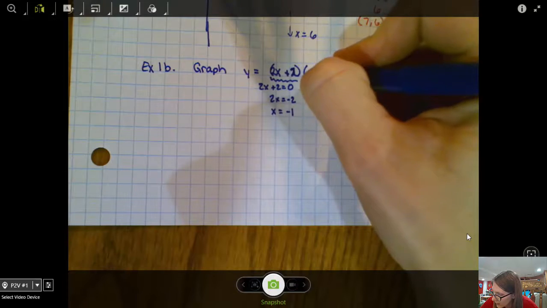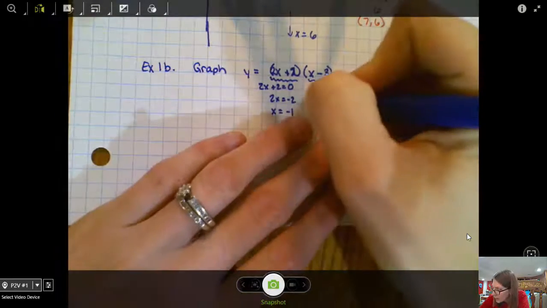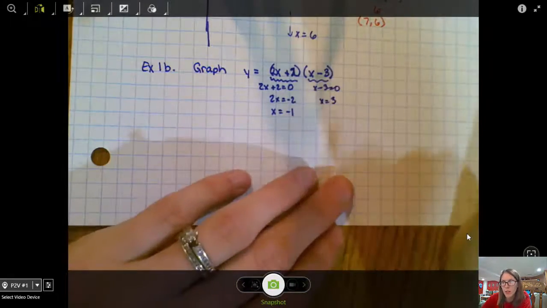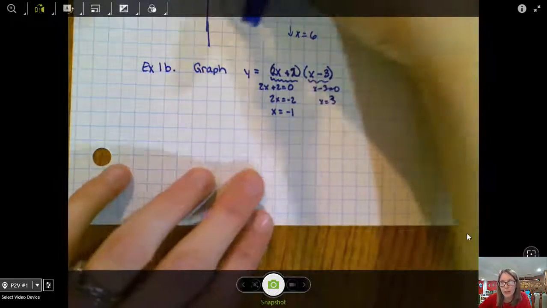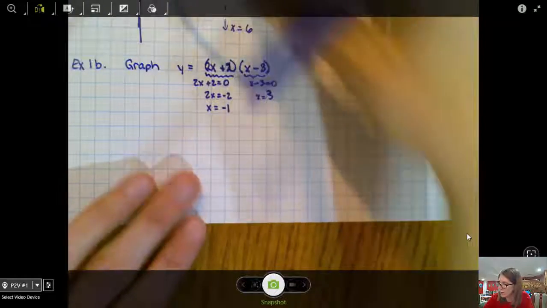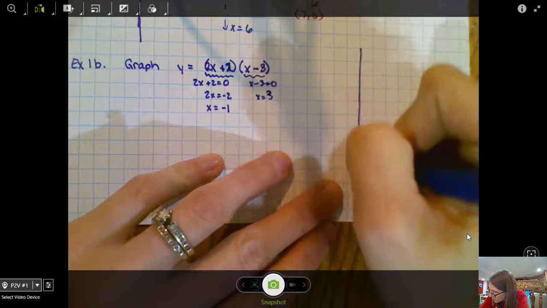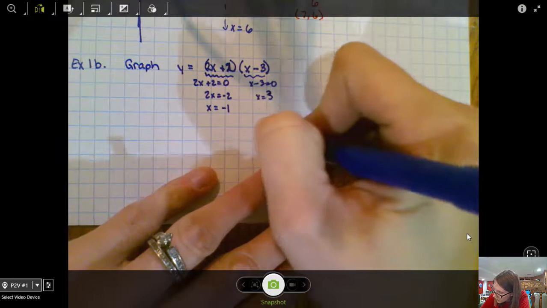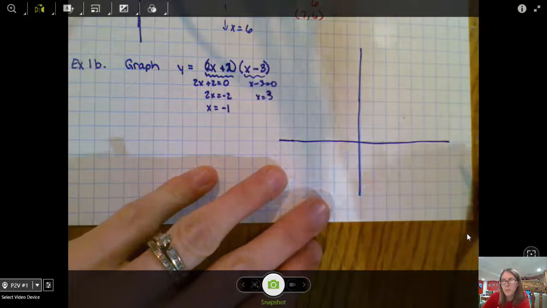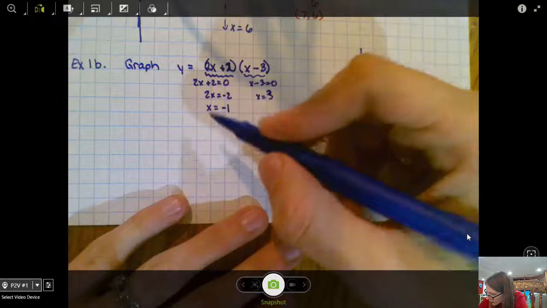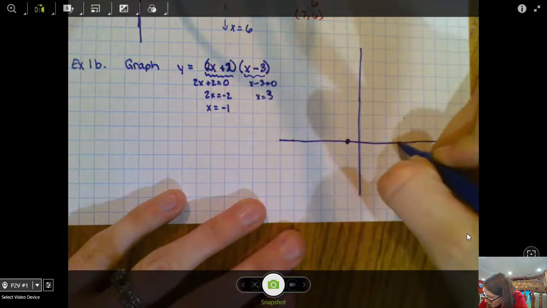And then over here, when does x minus 3 equal 0? Well, add 3 to both sides, x equals 3. So I have two x-intercepts here, at negative 1 and at 3. Let's go put those on a coordinate plane. So I have x-intercepts at negative 1 and 3 again. We start off by plotting those points.